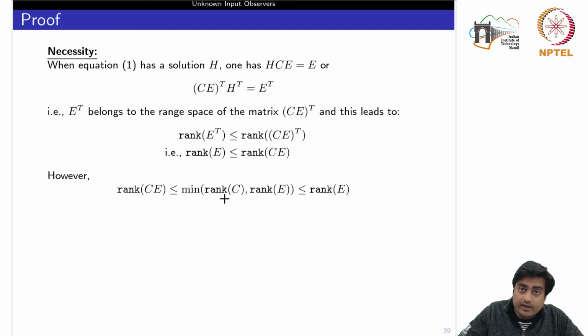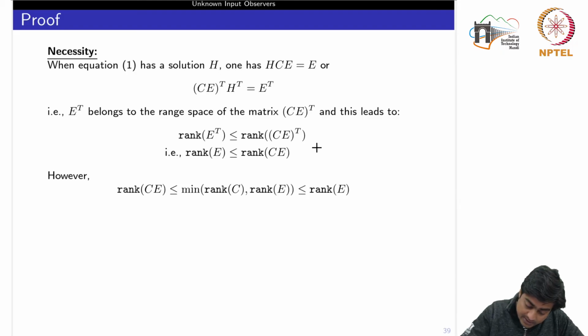Okay, which would again be less than or equal to rank of E. Meaning to say, for example, if the rank of E is greater than rank of C, then the minimum would be rank C, and rank C is again less than rank of E. Now if rank of E is less than rank of C, taking the minimum of rank C and rank E would yield rank E, meaning it becomes equal to rank E. So the rank of CE would never be greater than rank of E. It would always be either less than or equal to rank of E.